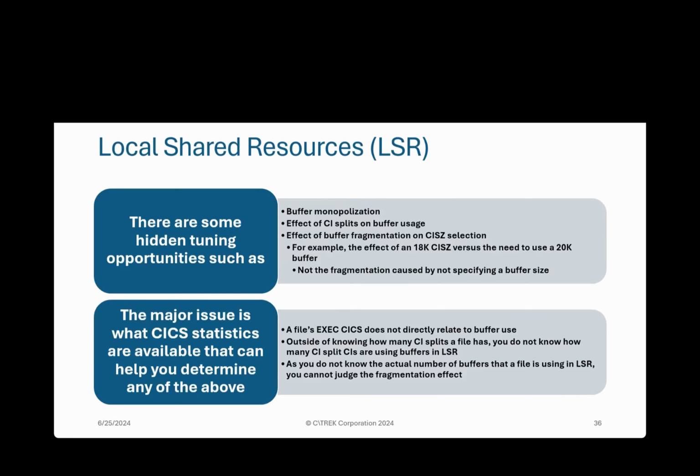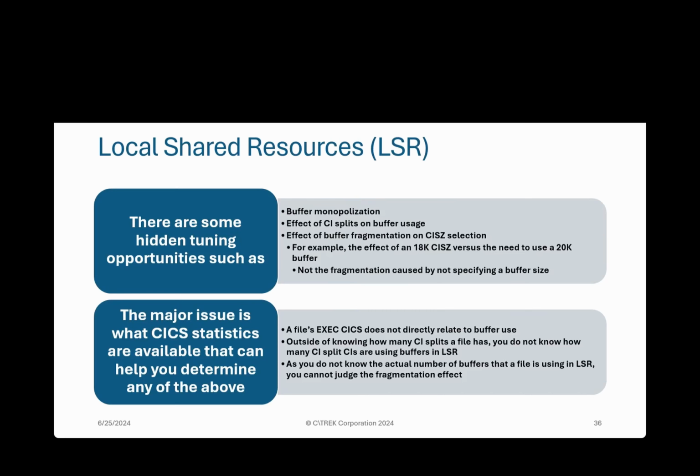no problem. But a file has 100 buffers. It's using 100 buffers in the LSR pool, so it has 200K worth of fragmented storage that it's losing. That's real and virtual storage, okay? But what happens if that file has 4,000 buffers times 2K? That's 8 megabytes of storage that's being lost, okay?